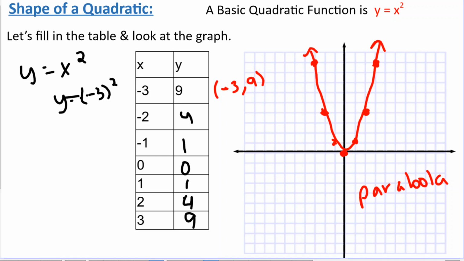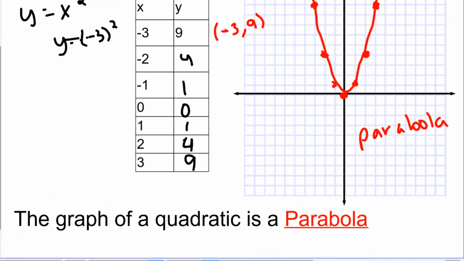All that is a name for this U-like shape. It's a quadratic function, but quadratic functions take the form of a parabola, just like linear functions take the shape of a straight line. All right, so there it is. The graph of a quadratic is a parabola.